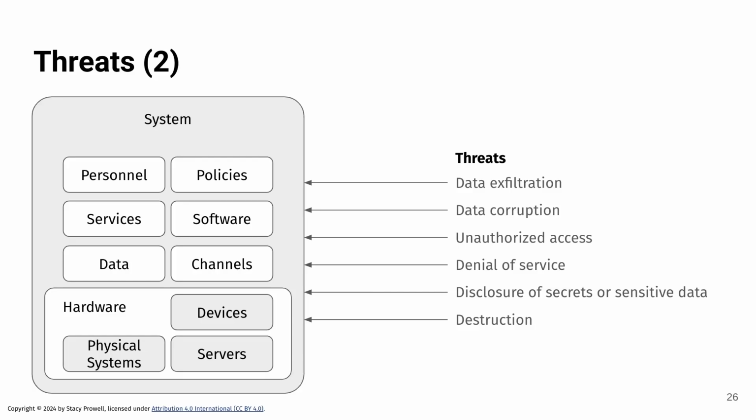There's data in the system. There are channels to communicate that data around the system to make it go where it needs to be. There are services, there's software, there's policies, and there's personnel. And those are just the things I could think of when I was making the slide. The threats could be data exfiltration or data corruption, right? Either one of those is a threat.